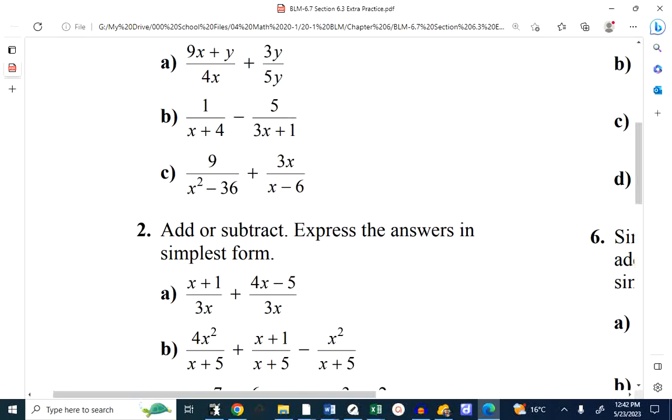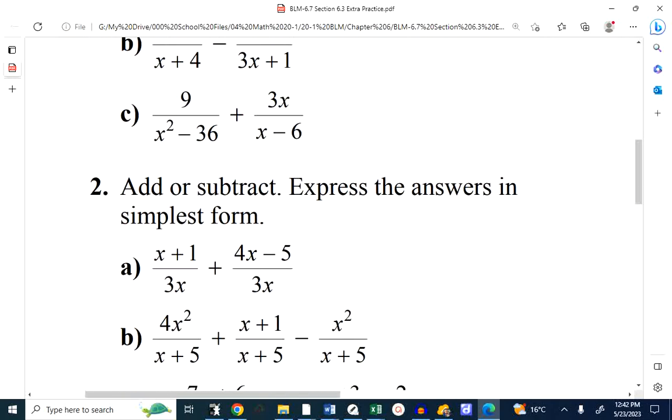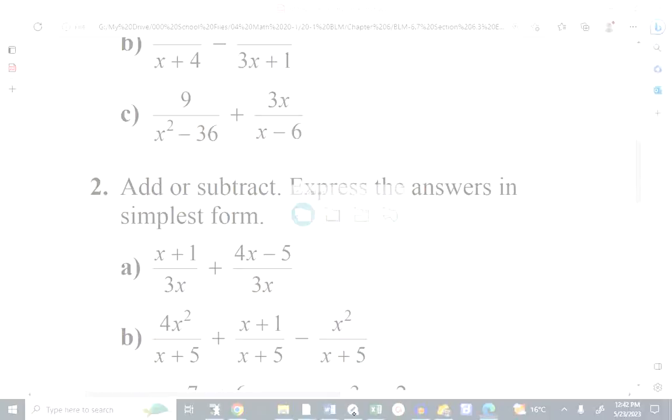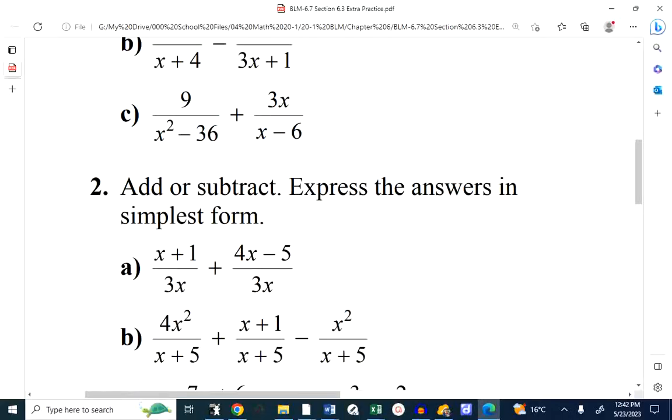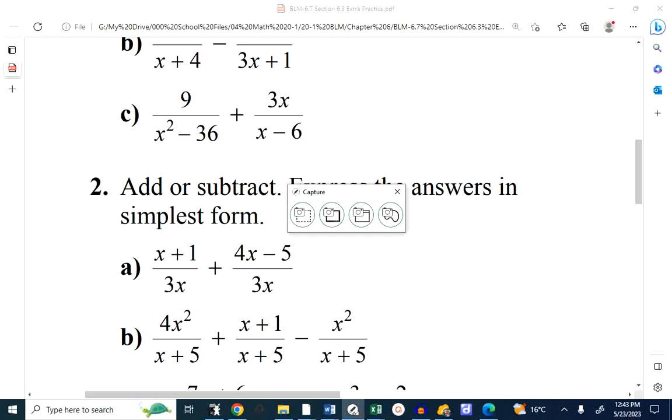In order to get our brains back into gear here, I'm going to do a couple of these. Although on this handout, number 1 doesn't say simplify, I am going to simplify C. We have 9 over x squared minus 36, and we are adding 3x over x minus 6.